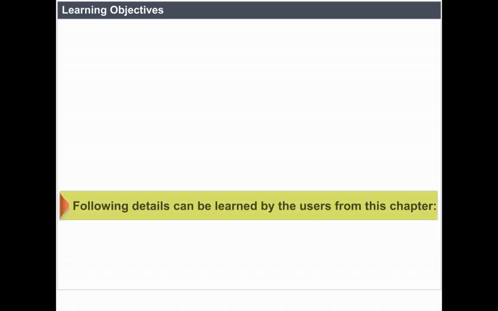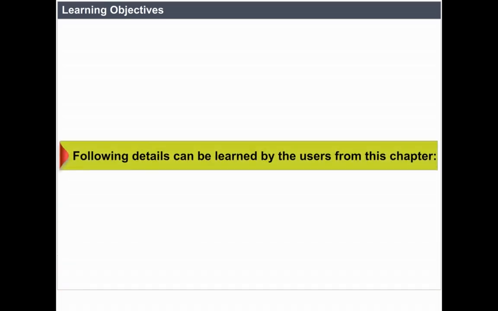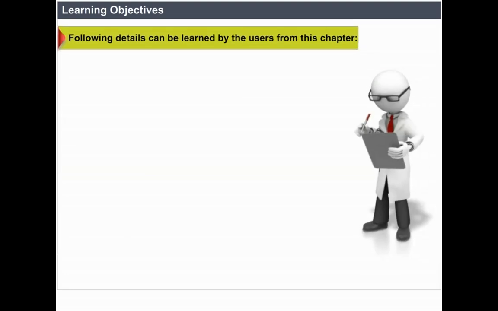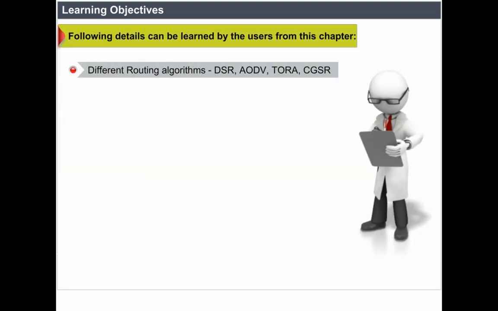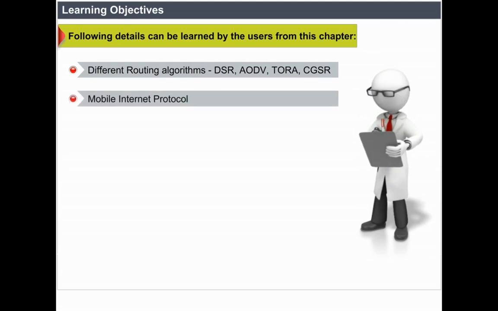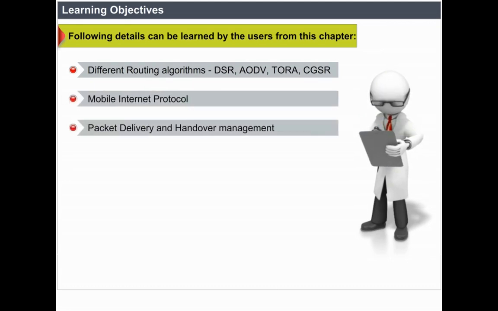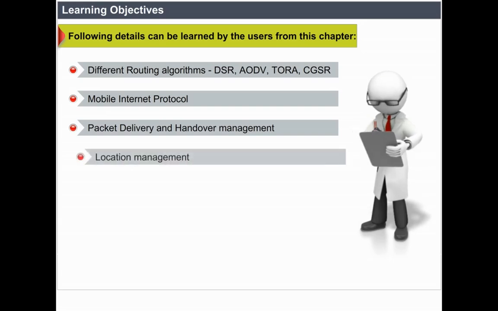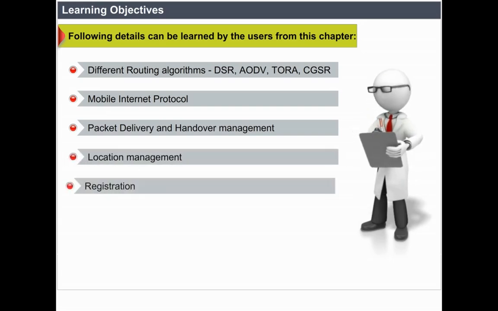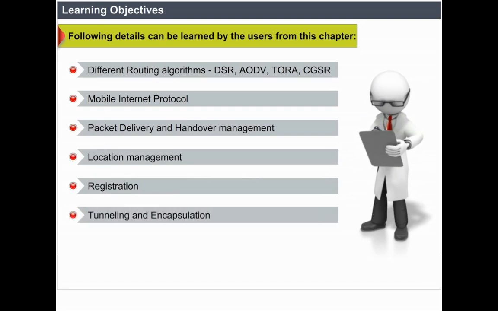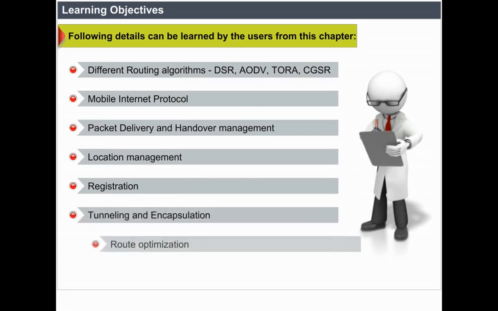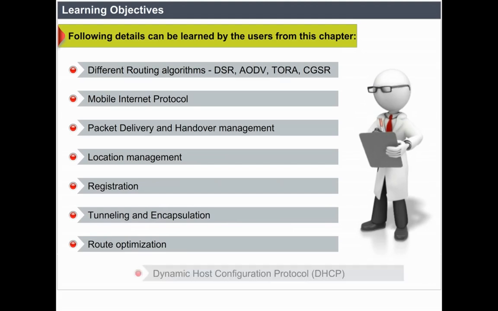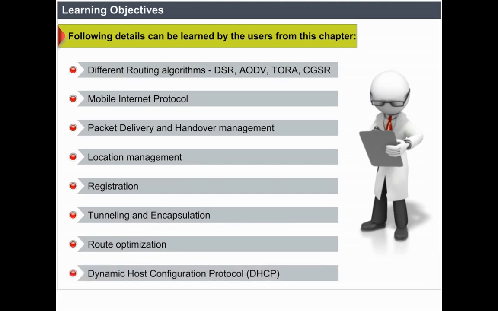Learning objectives. In this chapter, the user would learn the following in detail. Different routing algorithms: DSR, AODV, TORA, CGSR. Mobile Internet Protocol, Packet Delivery and Handover Management, Location Management, Registration, Tunneling and Encapsulation, Route Optimization, Dynamic Host Configuration Protocol DHCP.